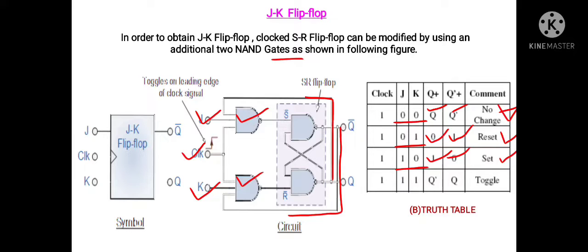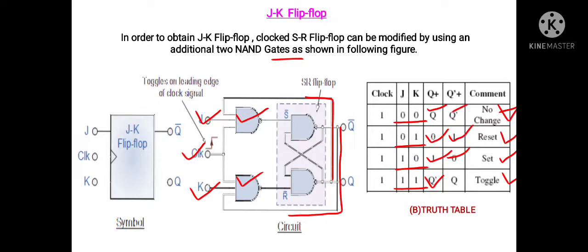And in case of the last condition, when J and K inputs are both 1 1, then the output is going to become the complement of the last output. That means if in the last state the output was 0, this time it is going to become 1, and if it was 1, then now it is going to become 0. So this state of output is called the toggle state. That means the output is changing between 1 and 0 continuously.